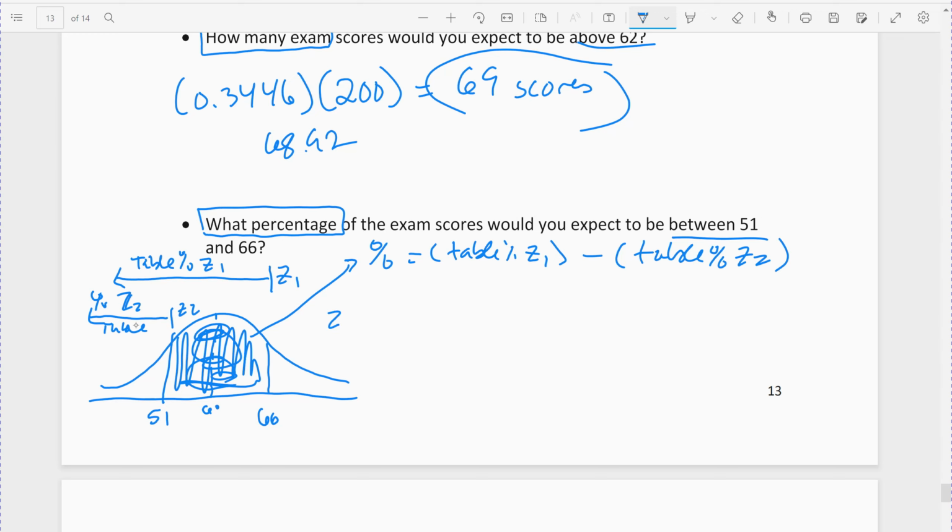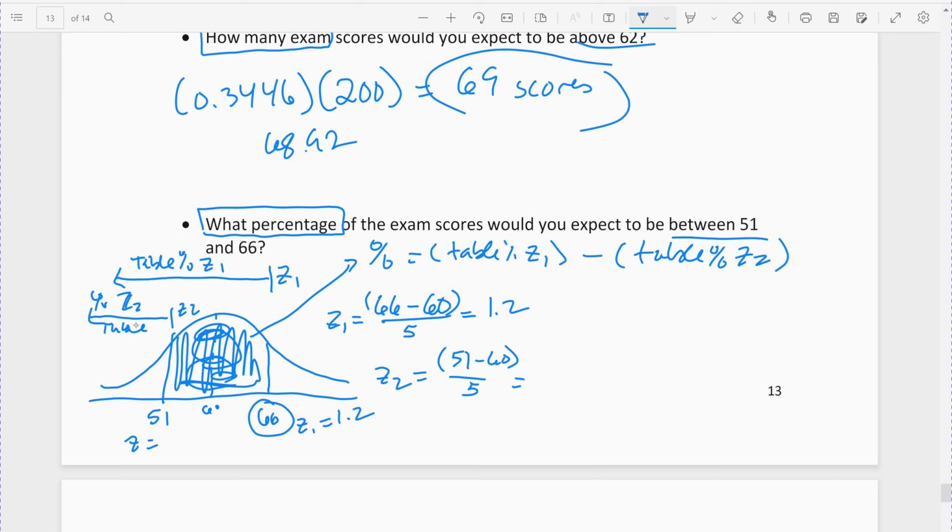Alright, so now I'm going to do the z-score. Z-score 1 goes with my 66. So I take my 66 minus my mean, which was 60, divided by my standard deviation. Make sure you're careful. My first z-score comes out to be 1.2, and it should come out positive. And z-score 2 should come out negative because it's below. Z-score 2 is my 51 minus my 60, over 5. And it comes out a negative 1.8.